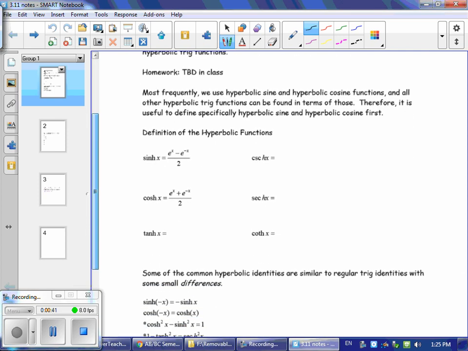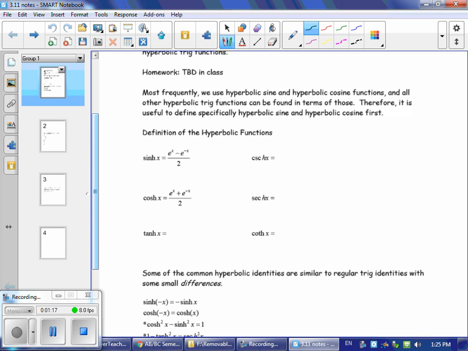So what the heck is a hyperbolic function? Well, we'll talk about that as we go, but most frequently we use hyperbolic sine and hyperbolic cosine functions, hyperbolic secant functions as well, but in basic calculus mathematics we don't typically use secant too often. All the other hyperbolic trig functions can be found as well: cotangent, tangent, cosecant. We're just not going to do a whole heck of a lot with them. So what we're going to do is define specifically hyperbolic sine and hyperbolic cosine first, and then we'll talk a little bit about the other ones.